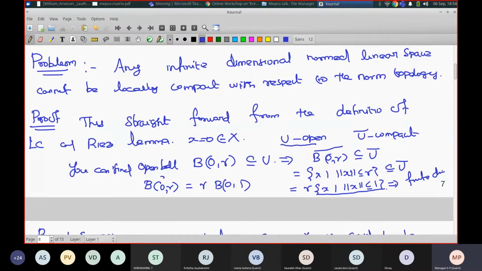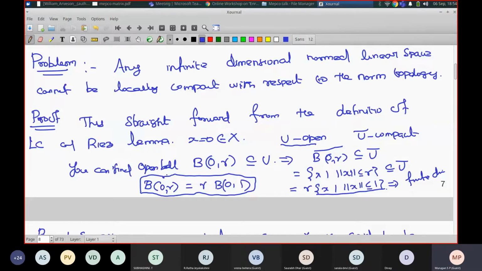I am using this property. So if B(0,R) is compact, it implies, because if you multiply by any scalar, that is a homeomorphism in the vector space, you will get that this is also compact.